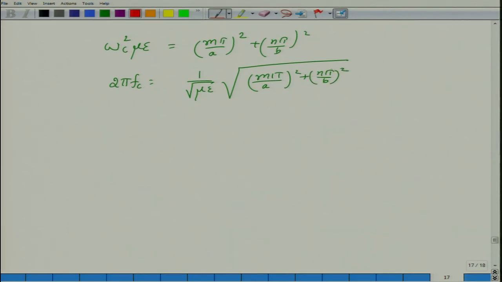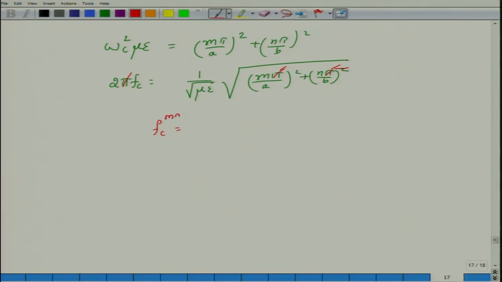In these equations, the pi can be taken outside the square root. When you remove it outside the square root, it becomes pi, and that pi can be cancelled with the other pi. So essentially I can cancel off this pi. So fc, the cutoff frequency, is dependent on m and n.